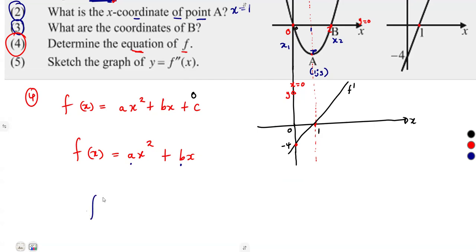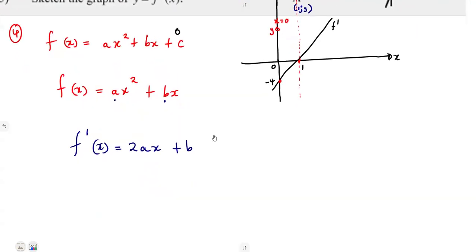The first derivative is going to give us 2 times a, that's 2ax plus b. This is our first derivative, for which we have all the properties, the y-intercept and the x-intercept. Those are the most important properties. So now let us figure out what is happening from our first derivative and its properties.